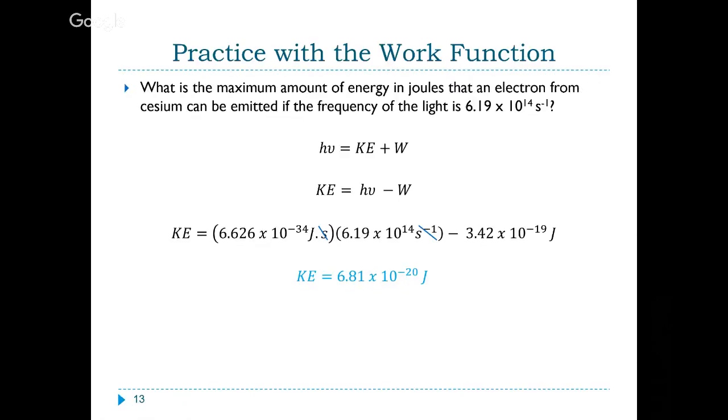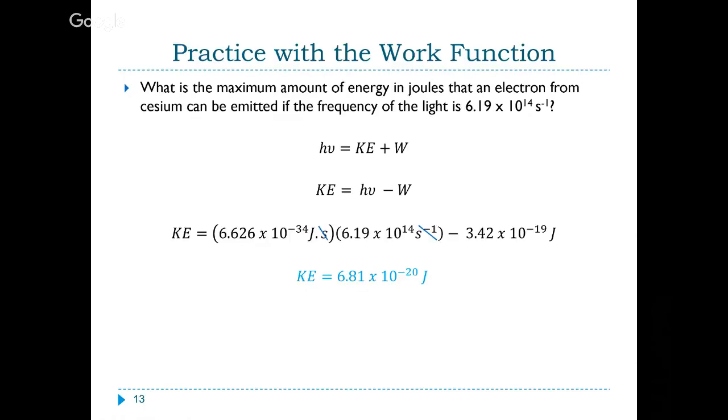So the follow-up question then is, what is the maximum amount of energy in joules that an electron from cesium can be emitted with if the frequency of light is 6.1 times 10 to the 14th inverse seconds? We keep in mind that frequency is directly proportional to energy. So the higher the frequency, the higher the energy.